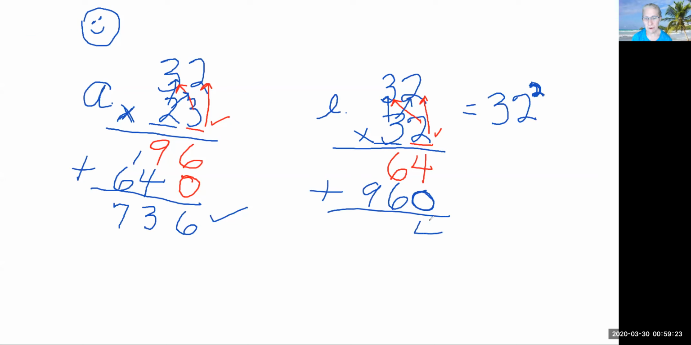Okay, 4 plus 0 is 4. 6 plus 6 is 12. 1 plus 9 is 10. So 32 squared, or 32 times 32, is, I'm going to fix that 0 there, 1,024. Okay, that is your answer.